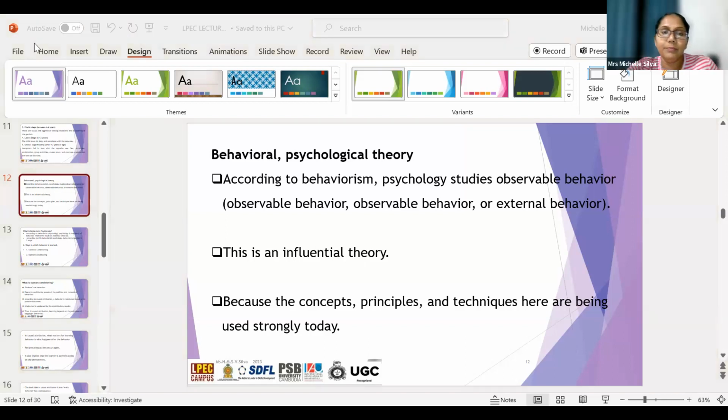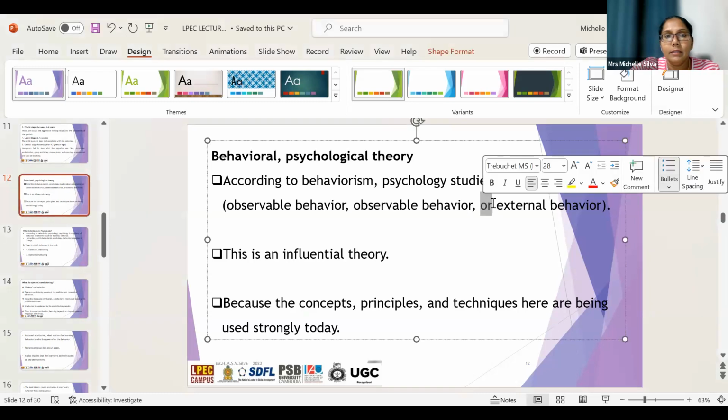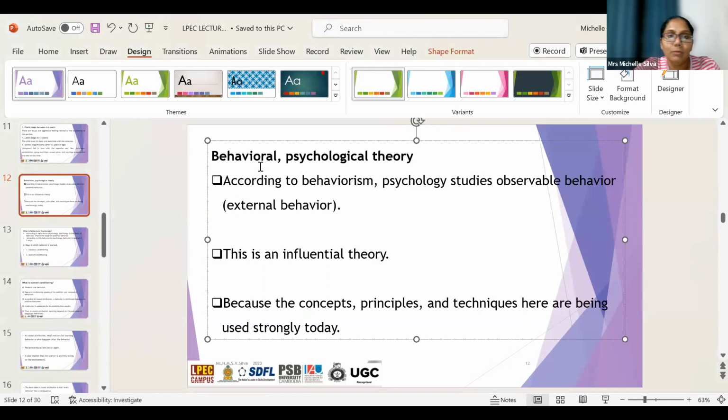Okay, since we have already completed the psychosexual stages, which are a very important topic in psychology, let's move to the next topic, behavioral psychology. That means behavioral theory, behaviorism. According to behaviorism, psychology studies observable behavior. That means external behavior. Simply, this observable behavior, we can call it external behavior, which can be seen from a human.